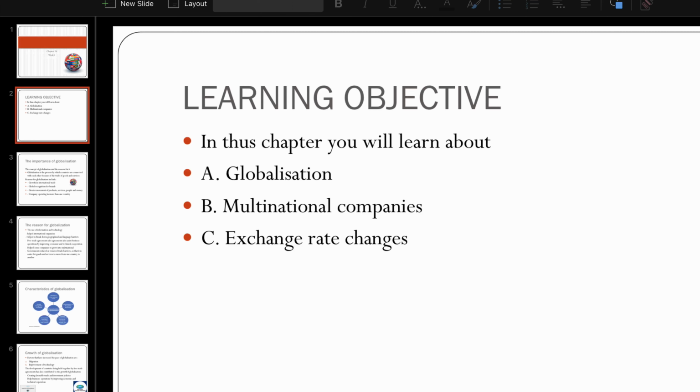The learning objectives for this chapter are globalization, multinational companies, and exchange rate. All this you will be learning in this lesson, but today we will be focusing more on globalization. Let's go to the next slide.